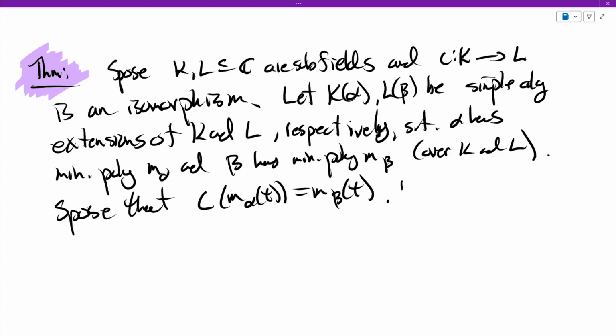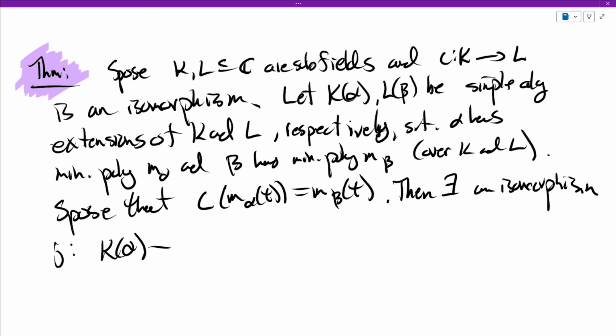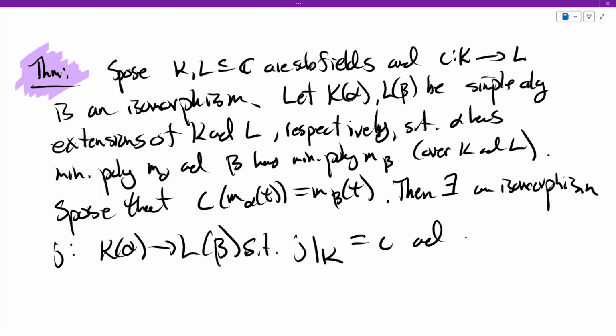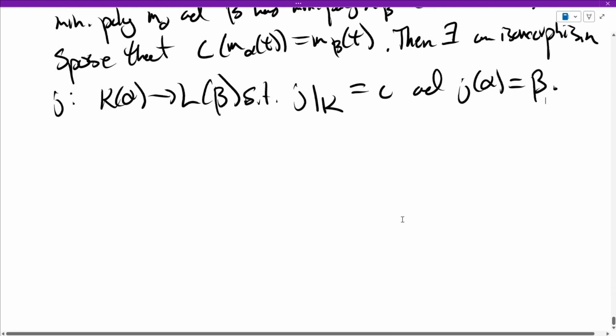Okay. Then what? Then there exists an isomorphism J from these new extensions, such that when you restrict it to K, it's not the identity on K because K is not necessarily a subfield of L, but it agrees with iota. And J sends the generator alpha to beta. Right, that's kind of a mouthful. And since it's a mouthful, what we do is we illustrate it with a diagram. So that's the theorem statement.